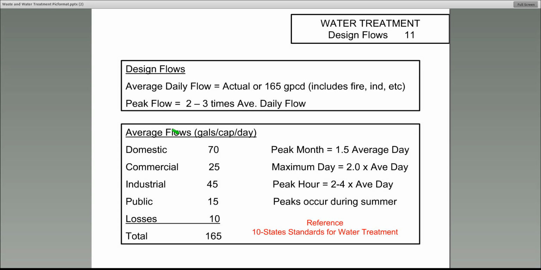The domestic is less than half of that total. You can see it's only 70. Commercial is 25, industrial 45, public 15, and losses in the system would be 10. And it should be noted that each city is going to vary because you may have a very small city with a very small population that has a large industry, and the industrial could be much more than what the domestic would be.